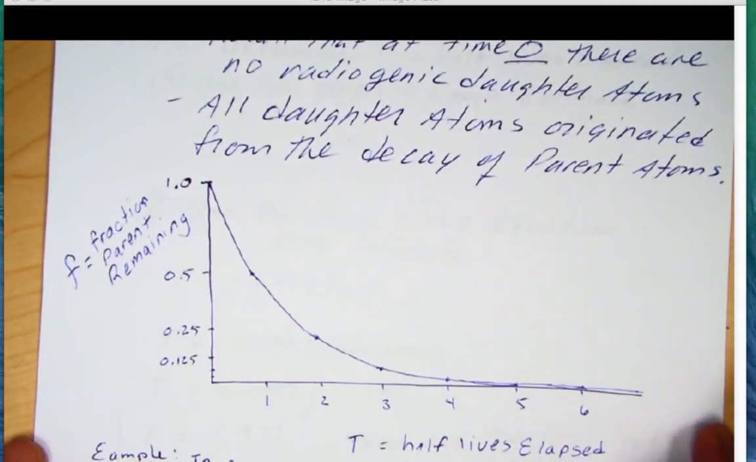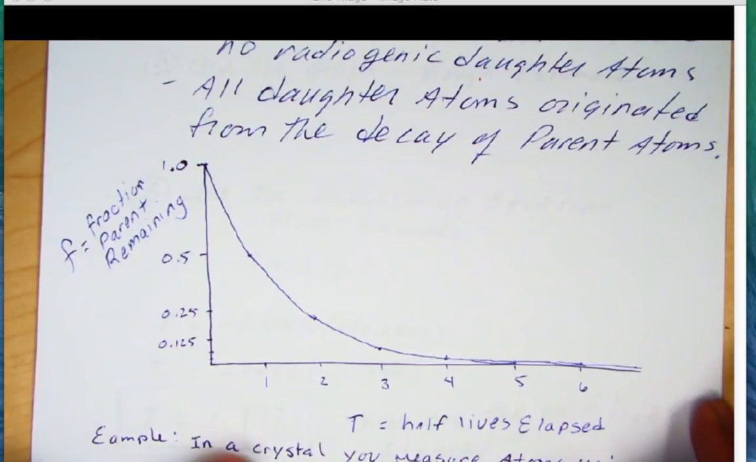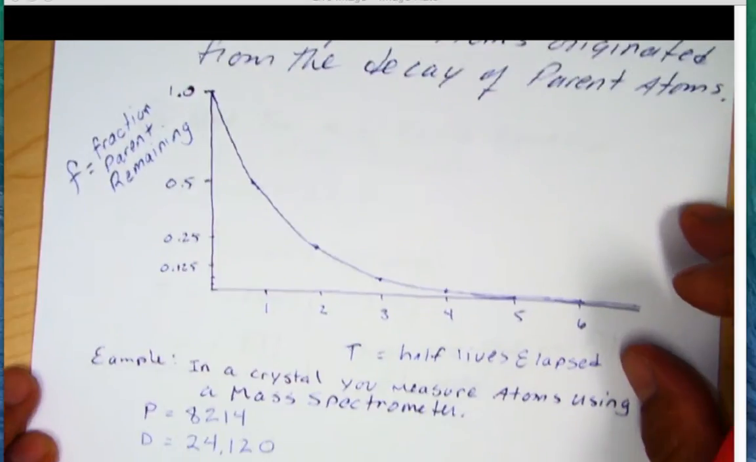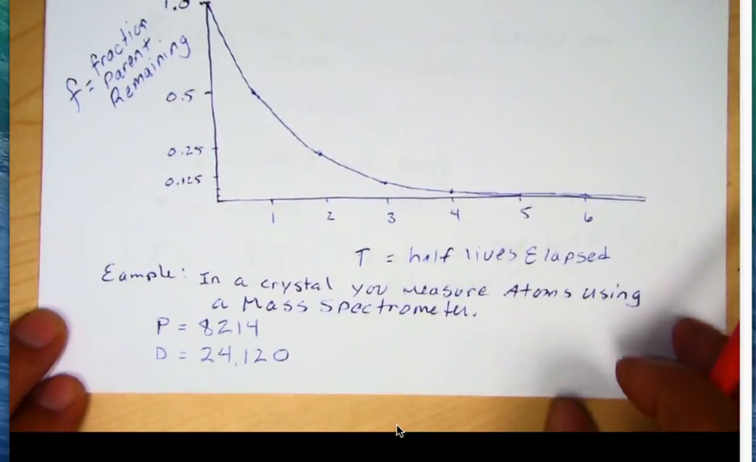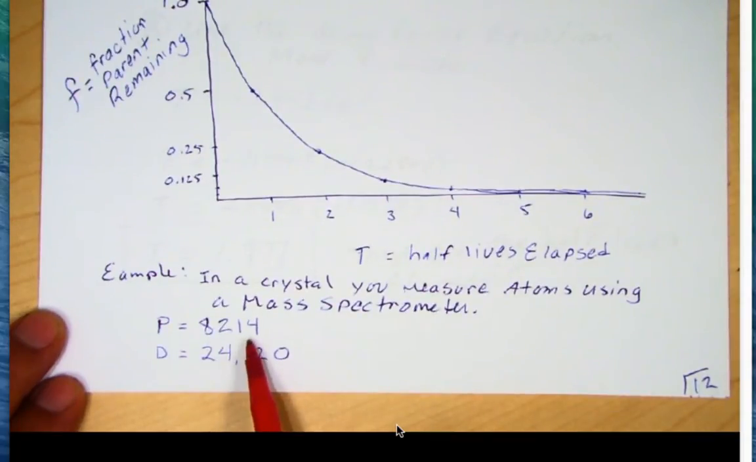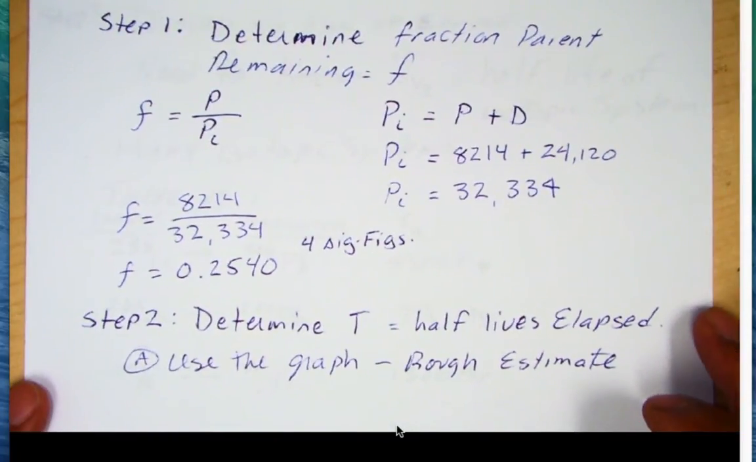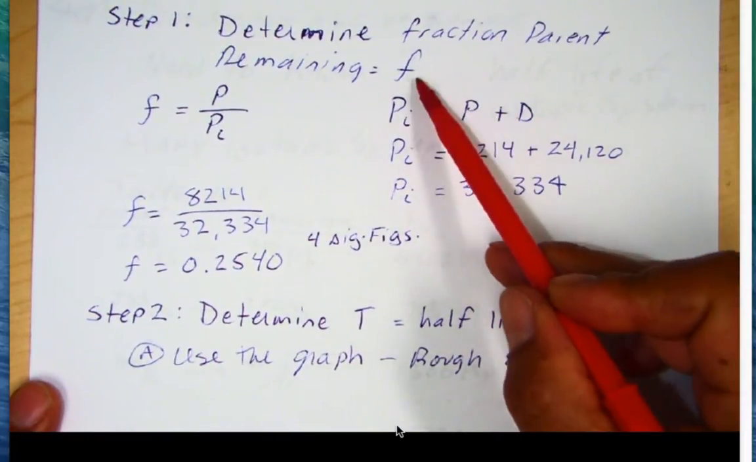And so again, looking at our curve here, our goal is to figure out the fraction of the parent remaining, and then figure out our number of half-lives elapsed, right? So we're going to use an example here that I've already worked out. Let's say in a crystal system, you measure atoms using the mass spectrometer, and you measured 8,214 parent atoms and 24,120 daughter atoms. So the first step, and I want you to pay attention because I have several problems that involve doing this, is to determine that fraction of parent remaining.